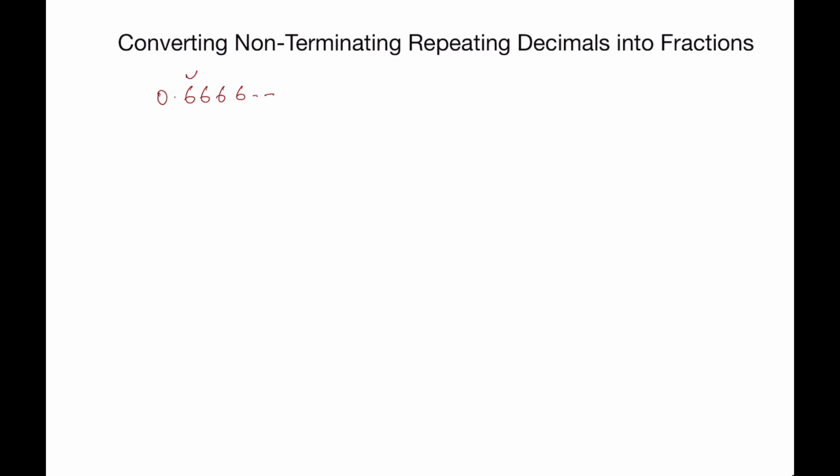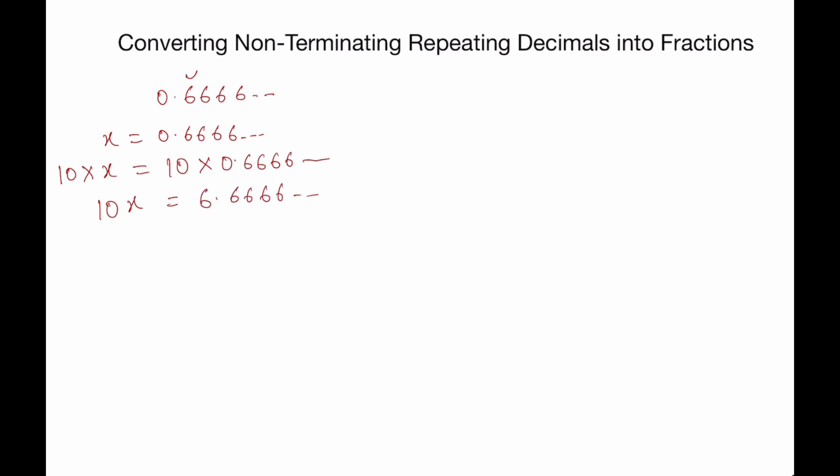So let us suppose x is equal to 0.6666. So here only one digit is repeating. So we will multiply by 10 on both sides. So it will come 10x is equal to 6.666. Suppose this is equation first and this is equation second.